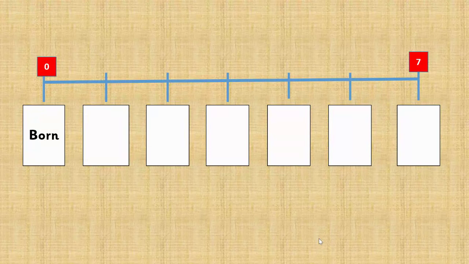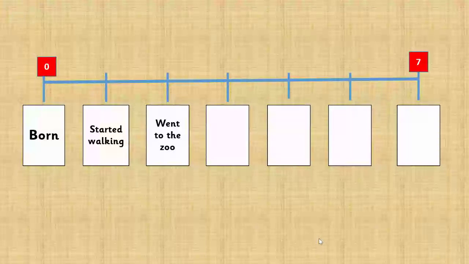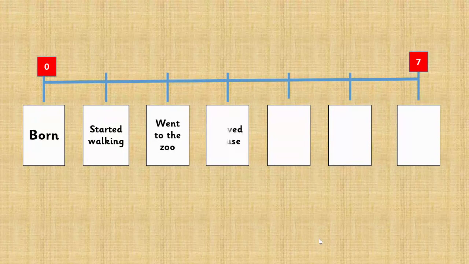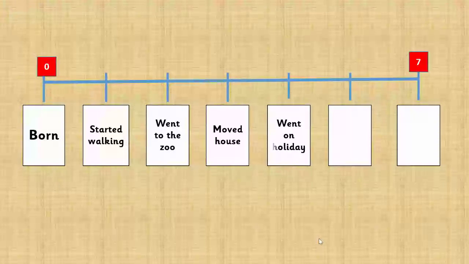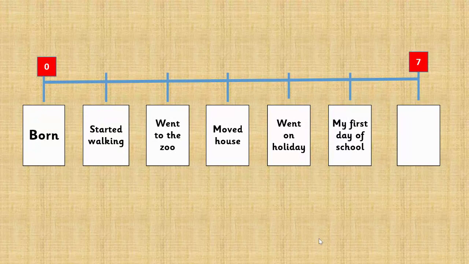So by 0 it says born, because I was born at the age of 0. Then I started walking. Then I went to the zoo, it says there. Then it says moved house, went on holiday, my first day of school, and do you remember my last one? Oh, my little sister was born. I've put sister there. It could be brother or sister that was born there. Okay, so this time I've used words.